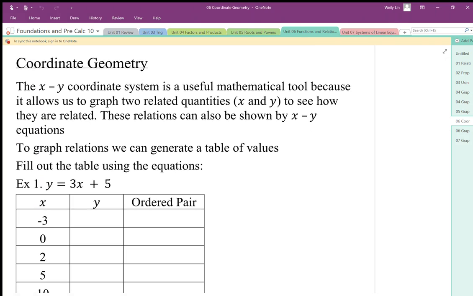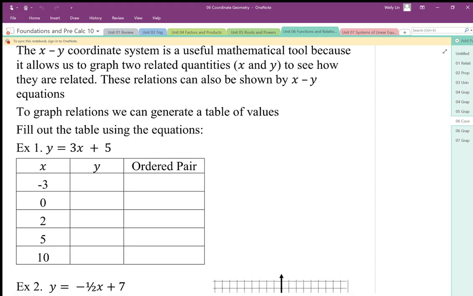Coordinate geometry is really useful to us in math because it allows us to see visually how relationships are connected. It allows us to see patterns in XY relationships. Essentially it does this by using two number lines: a number line for X, which is horizontal, and a number line for Y, which is vertical.